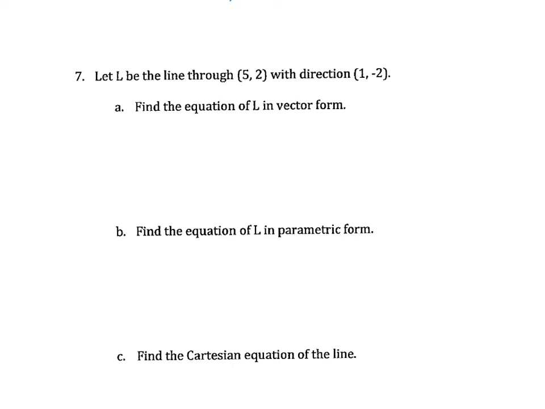Seven. Let L be the line through (5, 2) with direction <1, 2, -2>. So we're finding here a vector equation.